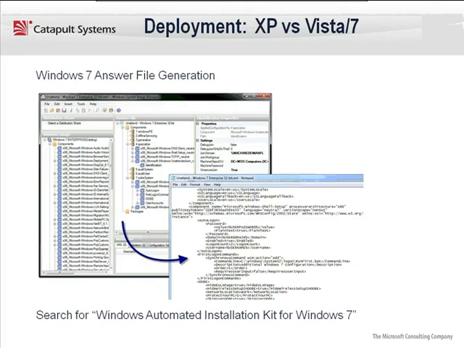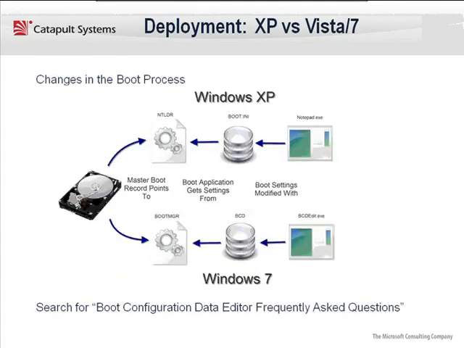Instead, in Windows 7, you use an application called Windows System Image Manager, and this tool is bundled in a package called the Windows Automated Installation Kit, or WAIK for short. WAIK is a free download from Microsoft, and it is imperative for use with Windows 7 deployment.